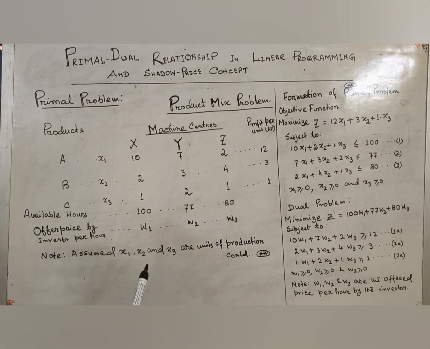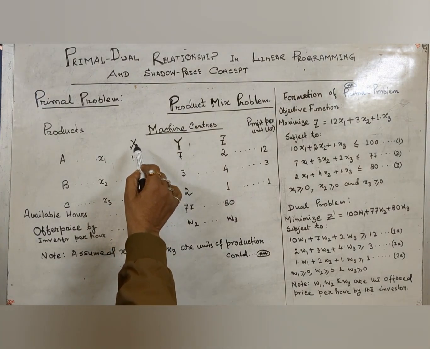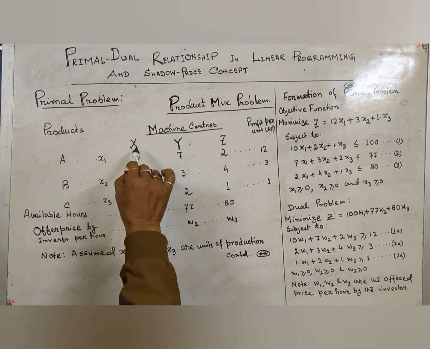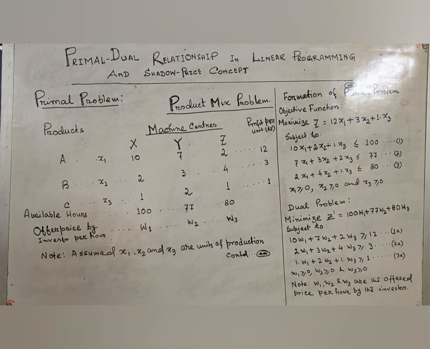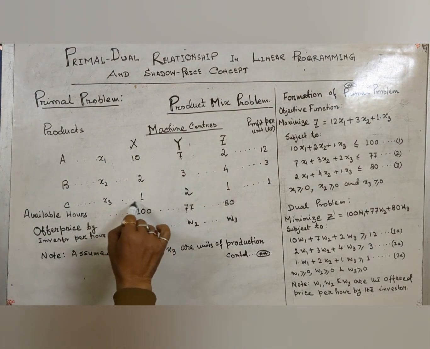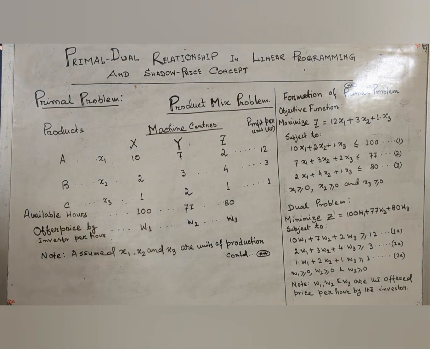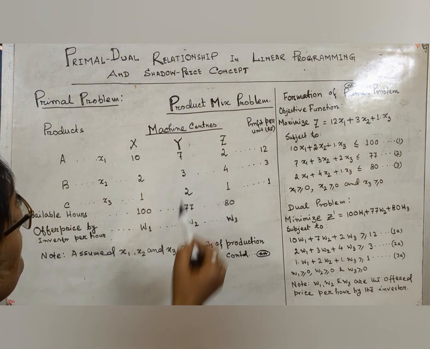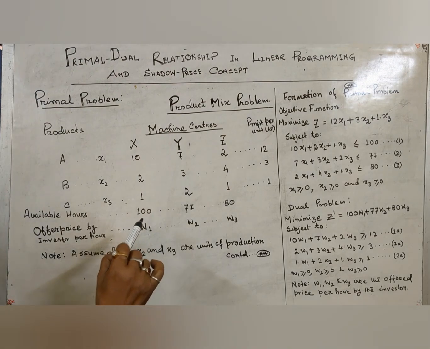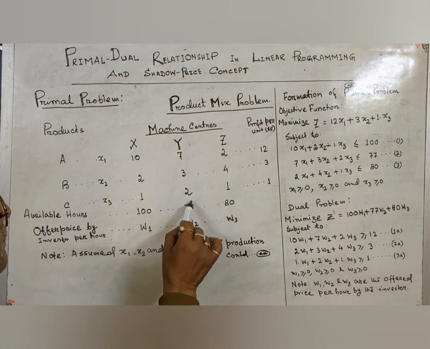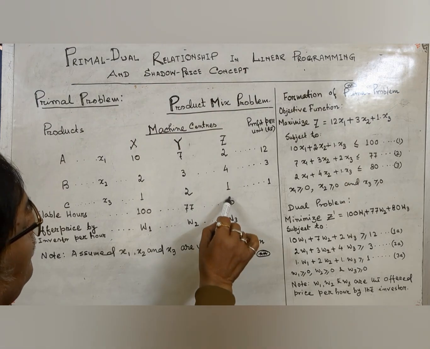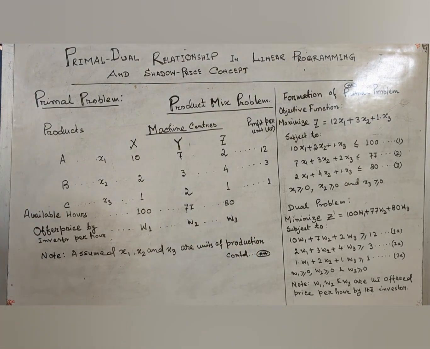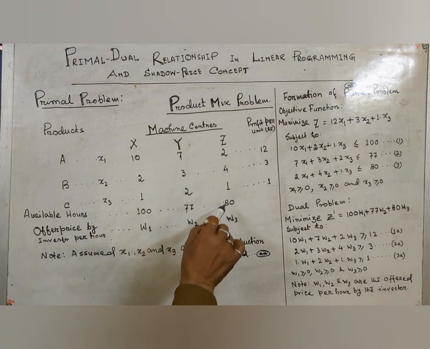The resources are limited. Say the total resource of center X is 100 hours. You cannot run that center, that is the grinding machines, more than 100 hours for a specific period. This period may be 1 week, 1 month, even 1 day. For the polishing center, the limited hours available is 77 hours. And for the finishing center, you cannot run that center more than 80 hours.